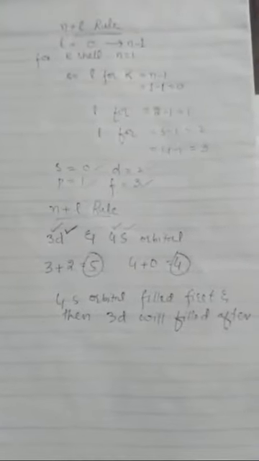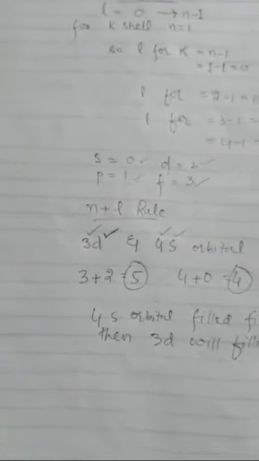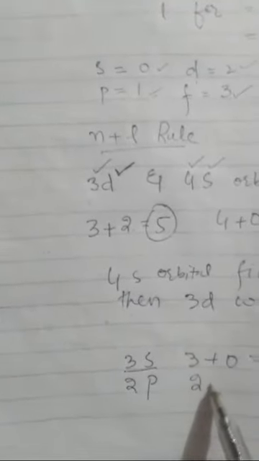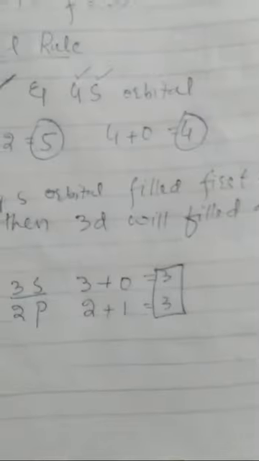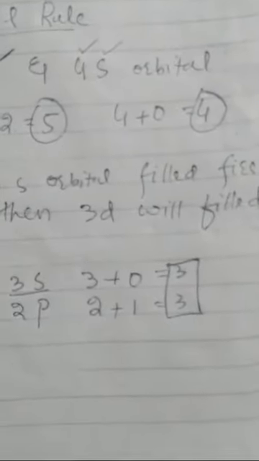And one thing to remember again, for those n plus l values which have the same value, for example 3s and 2p. Here if we look, 3 plus 0 is equal to 3 and 2 plus 1 is equal to 3. Both have the same value, 3. So which one has to be filled first?